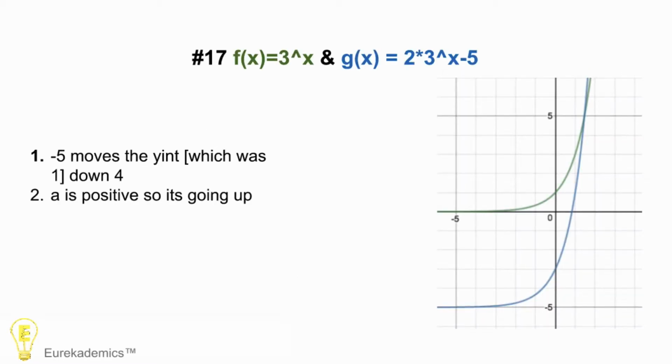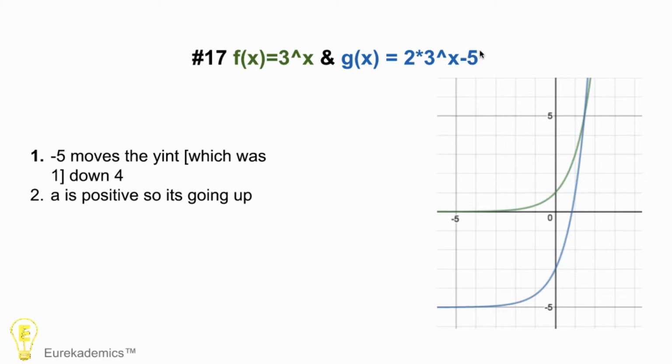Number 17, so this time I graphed both of them for you. Your original equation is 3 to the power of x, which is your standard exponential function going through 1. And then we modified the second one, g of x in blue, we have 2/3 to the power of x minus 5. And the minus 5 is on the outside. It's not part of the exponent, so it acts as a vertical shift, okay?